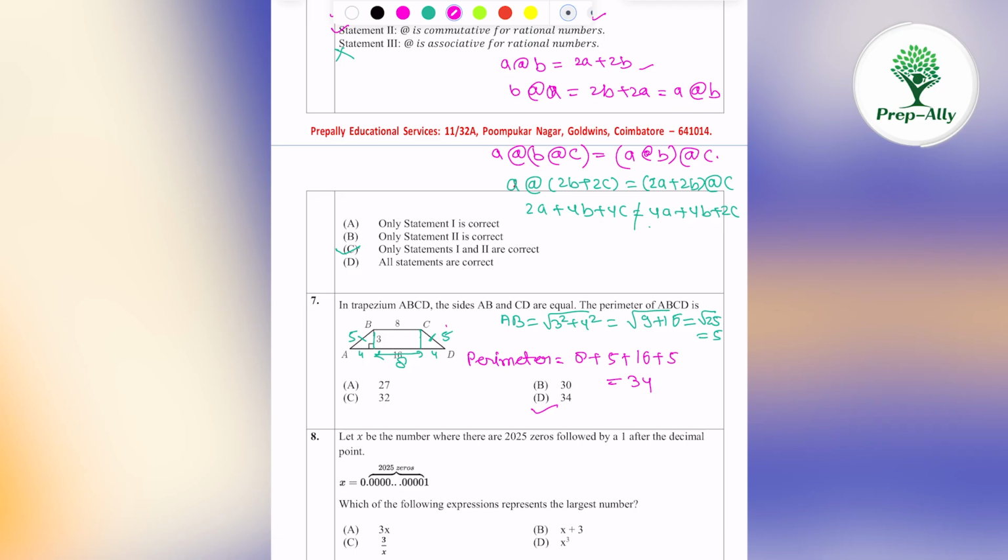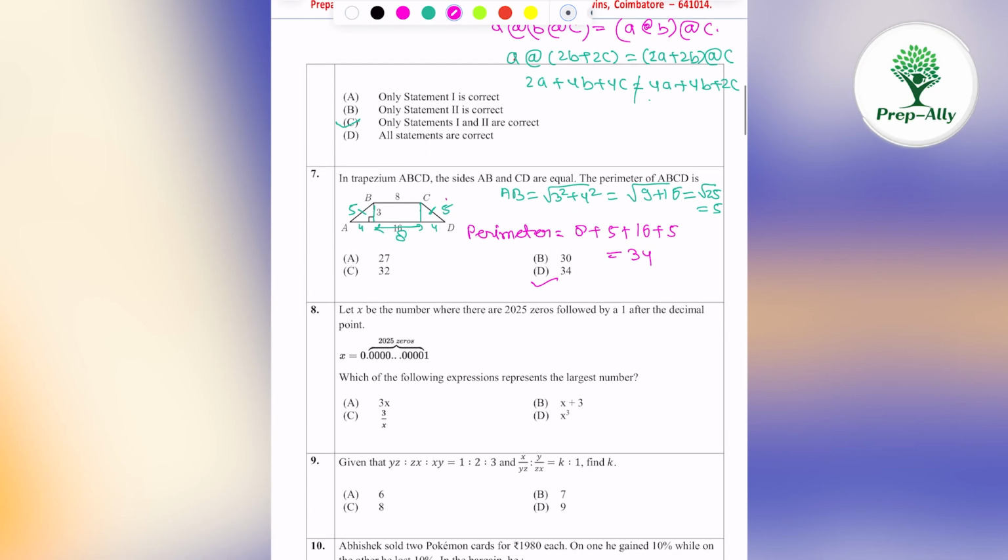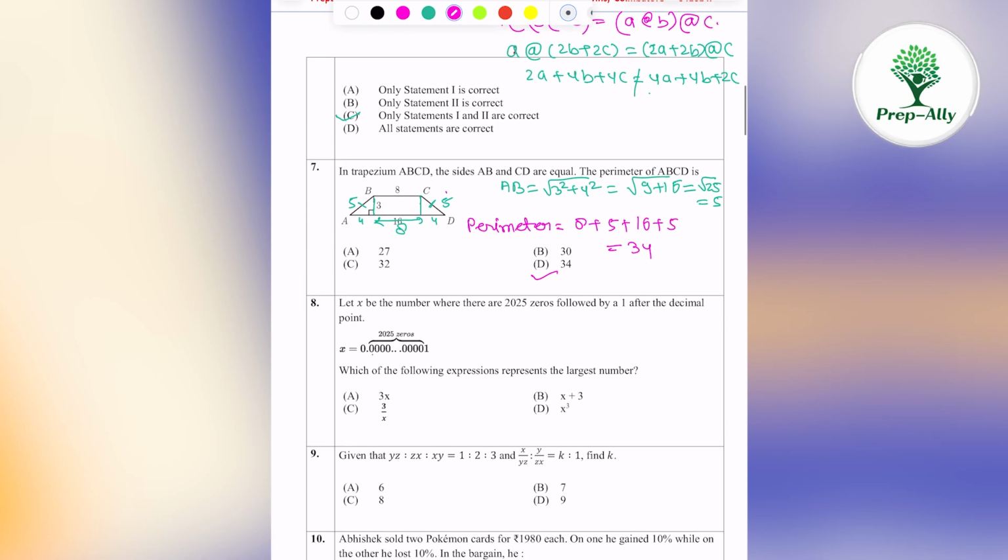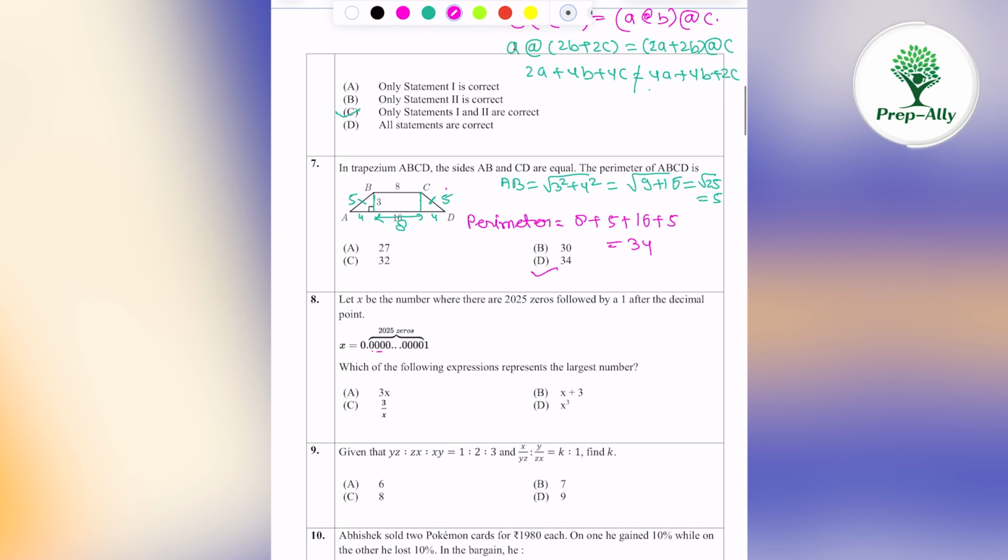So option D is the correct one. Now here this is a number. X is given like 2025 zeros, then 1 is given here. In this question we have to check which number is the largest one.